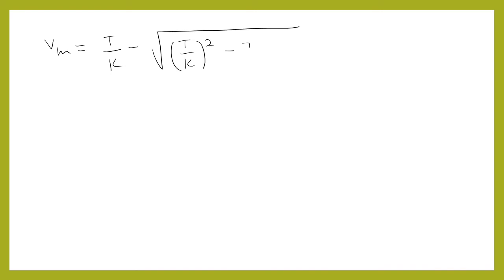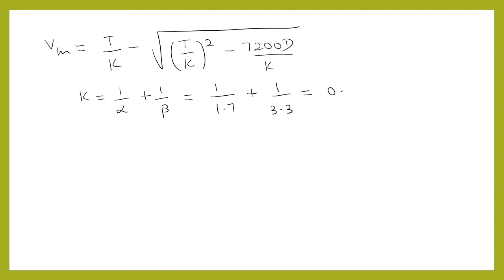For the trapezoidal speed time curve, we have the equation of maximum speed Vm equal to T by K minus square root of (T by K) squared minus 7200 D by K, where K is equal to 1 by alpha plus 1 by beta, that is 1 by 1.7 plus 1 by 3.3, that is 0.892.